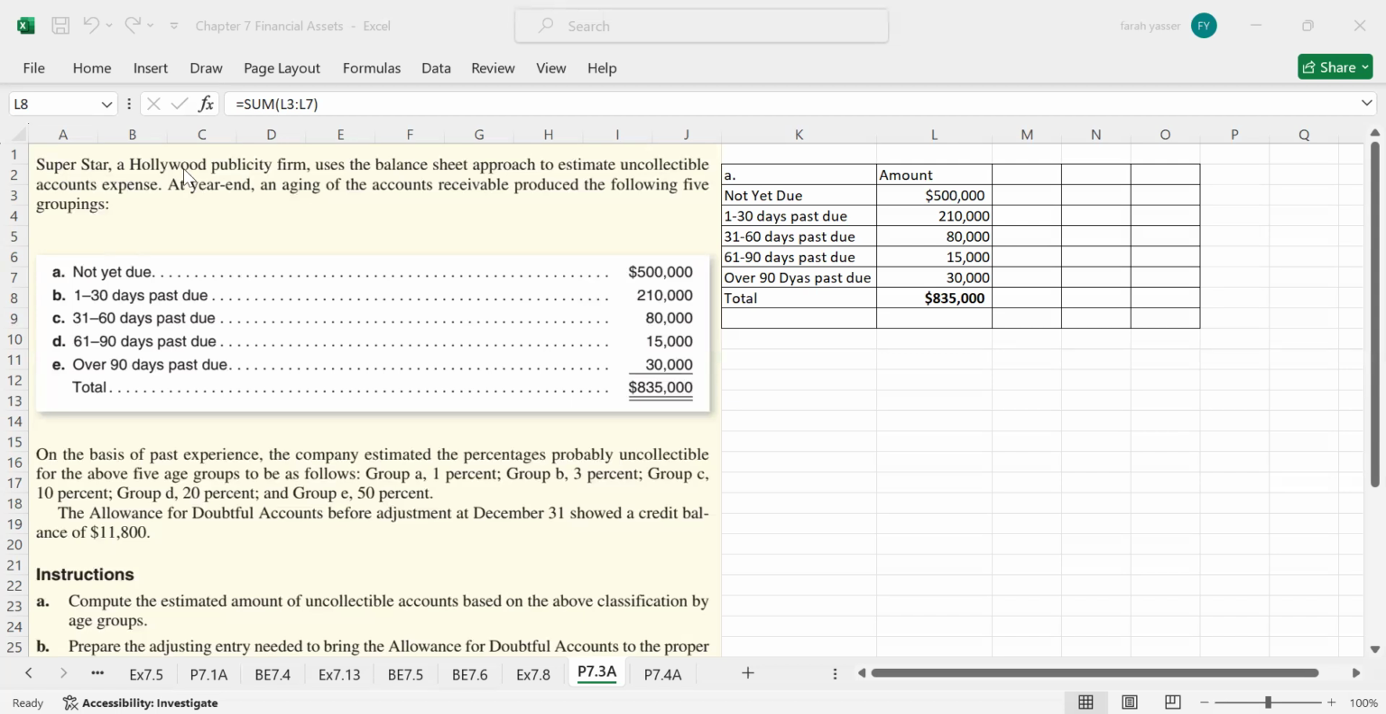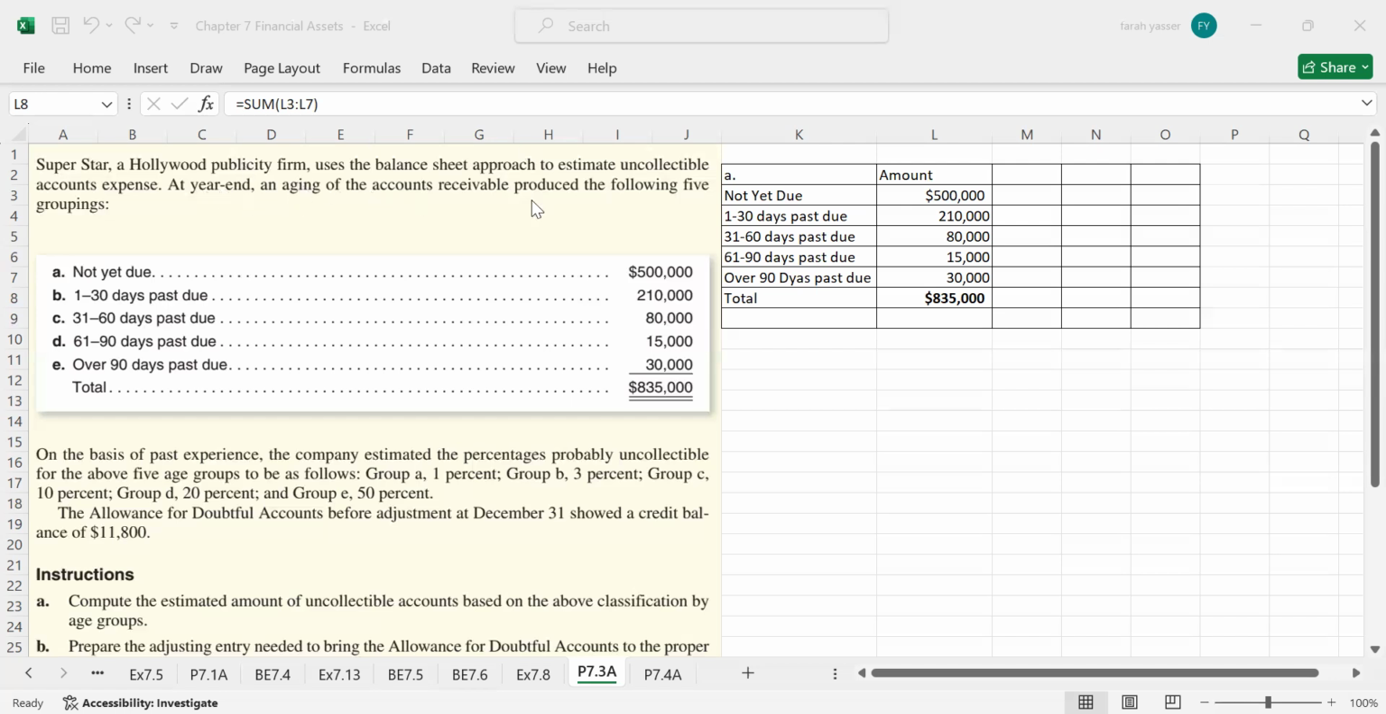The company, a superstar Hollywood publicity firm, uses the balance sheet approach to estimate uncollectible accounts. In lecture 3 related to chapter 7, we discussed two approaches to calculate uncollectible amounts: the income statement approach and the balance sheet approach. In the income statement approach, the percentage of uncollectible amount is given. We simply apply that percentage to the sales, and from that amount we pass the journal entry. Whereas in the balance sheet approach, we have to calculate the current uncollectible amount, and then adjust it for any existing balance of allowance for doubtful accounts. Please refer to lecture number 3 for the detailed explanation.